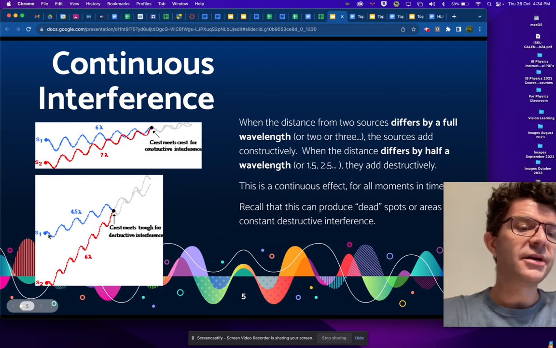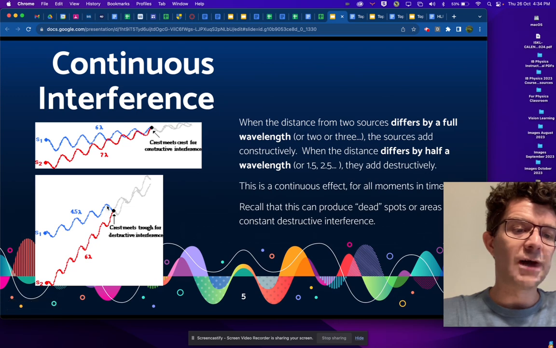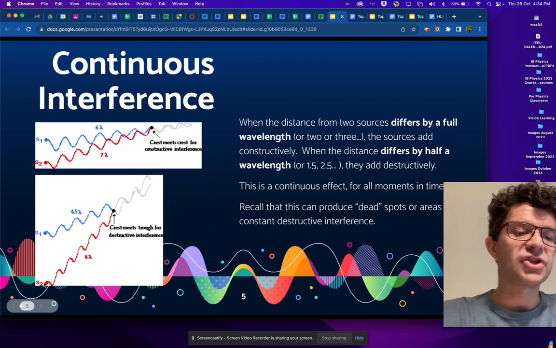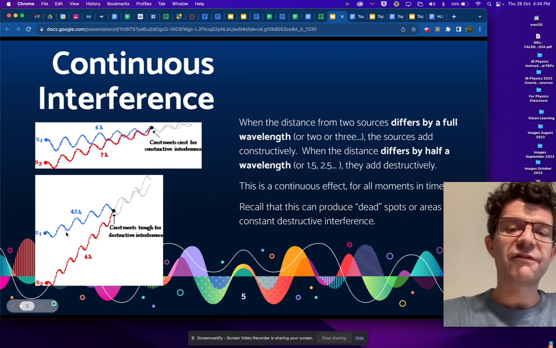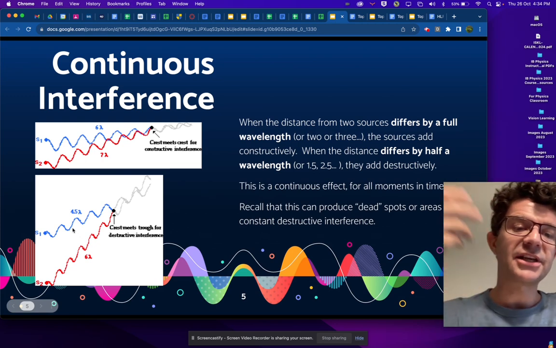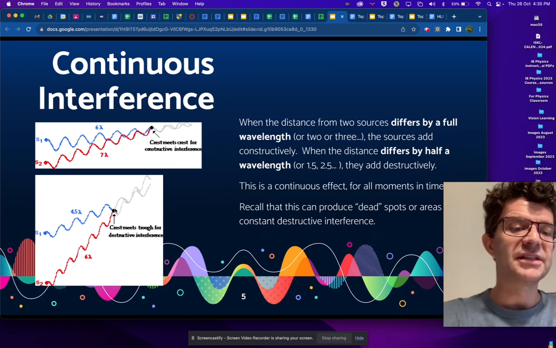Here, source 1, we have 1, 2, 3, 4.5 wavelengths, but source 2 is still 6: 1, 2, 3, 4, 5, 6. What this means is that the wave from source 2 is at a maximum, while the wave from source 1 is at a minimum. And this will continuously cause interference that cancels each other out, because when you add the amplitudes, these will be zero.